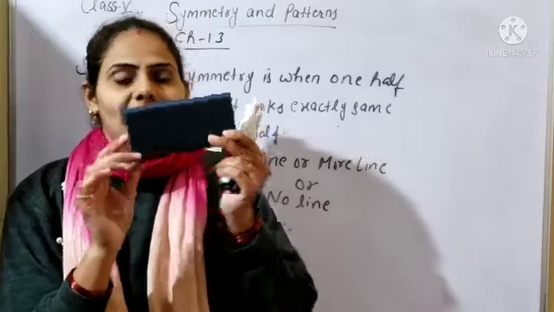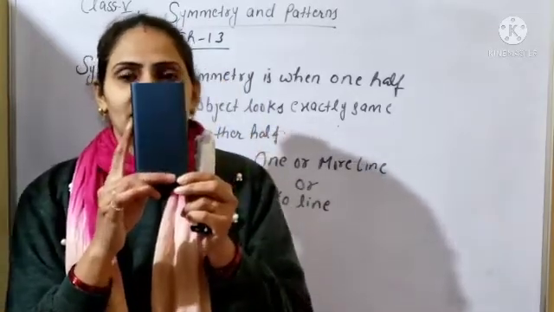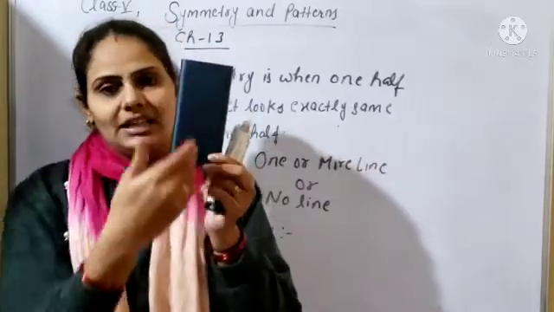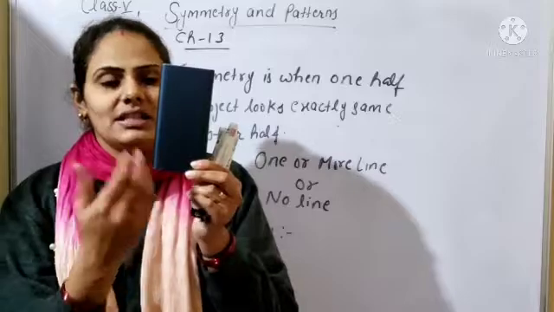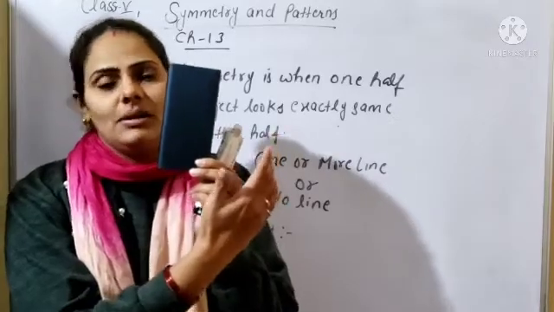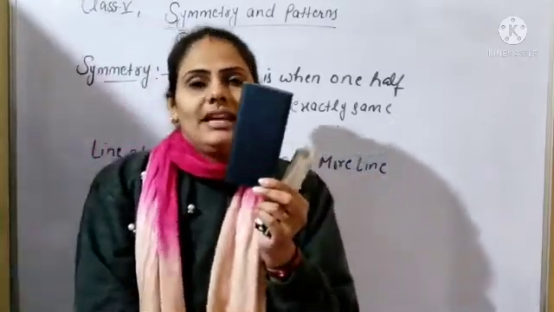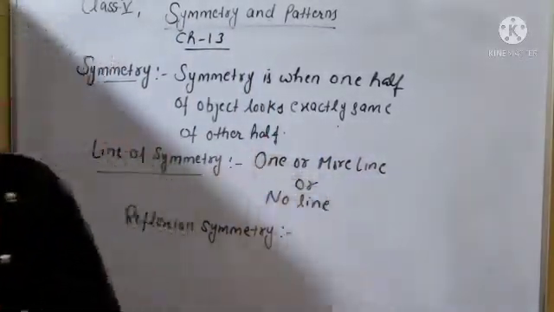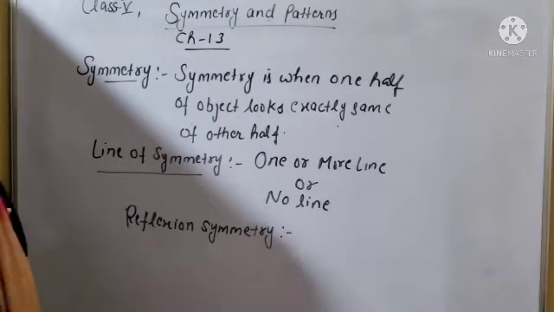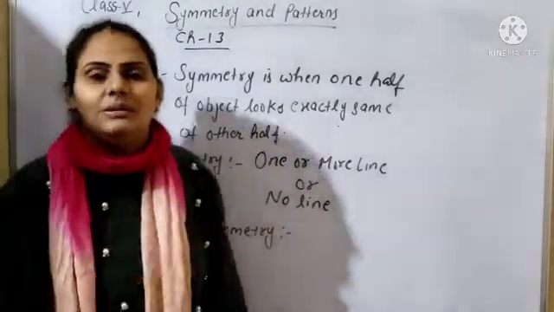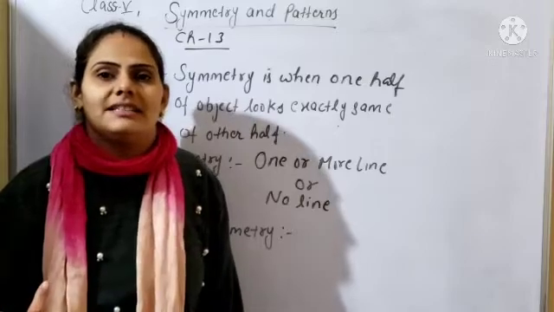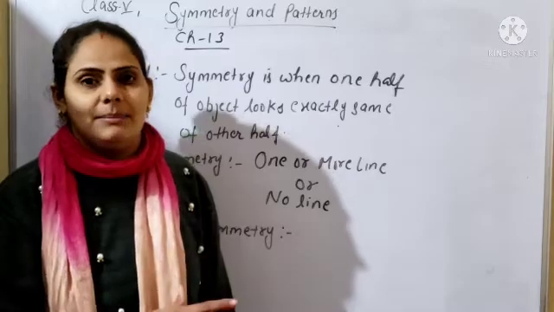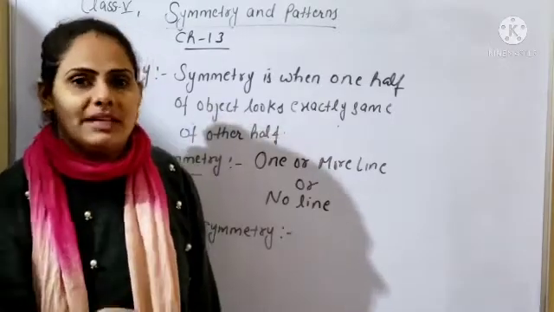If you take it like that and divide it in half along this vertical line, you can see the left hand part and the right hand part are also the same. So when any picture looks exactly the same after dividing the object in half, whether the left side and right side, or the top and bottom, that is symmetry.